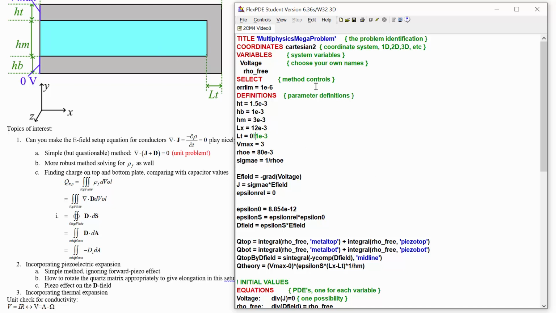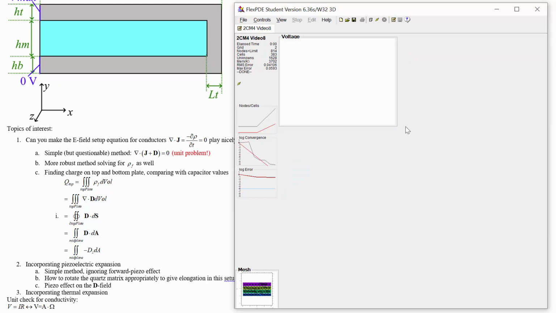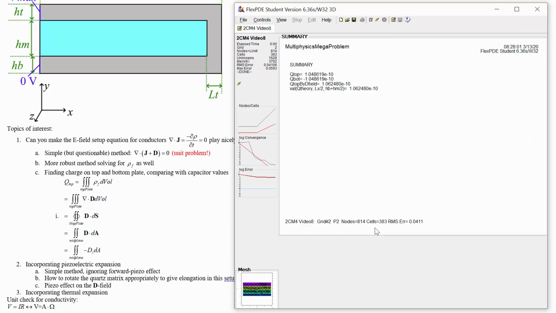0 to make this into an actual capacitor. So now the voltage is just fixed on the top surface, fixed on the bottom surface at 0. We've got this scaling voltage throughout the middle. There's no current density anymore, and all of the D field is uniform. And in this situation, we end up with the same charge on the top as we had on the bottom, and it agrees with what we calculated with theory.